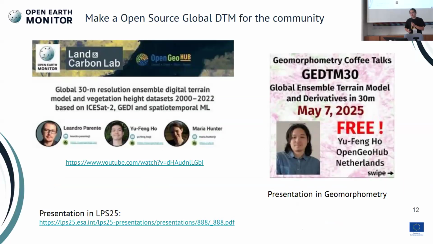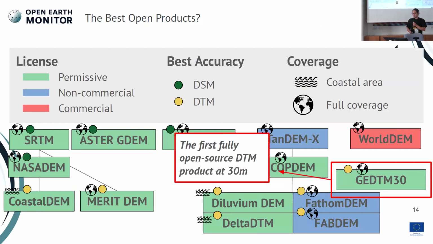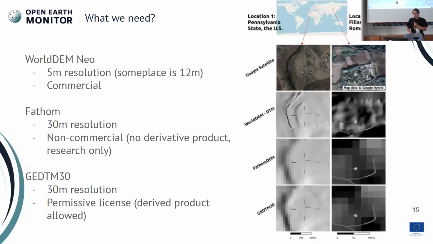And we also made several webinars. I also gave a presentation of this digital terrain model at the Living Planet Symposium this year. And so we put the data on this map, the first fully open source digital terrain model product at 30 meters.